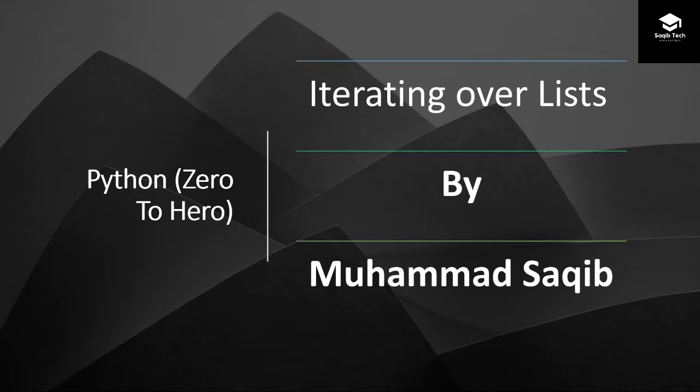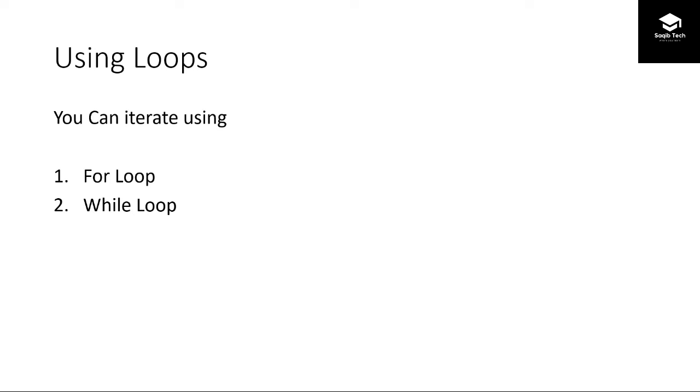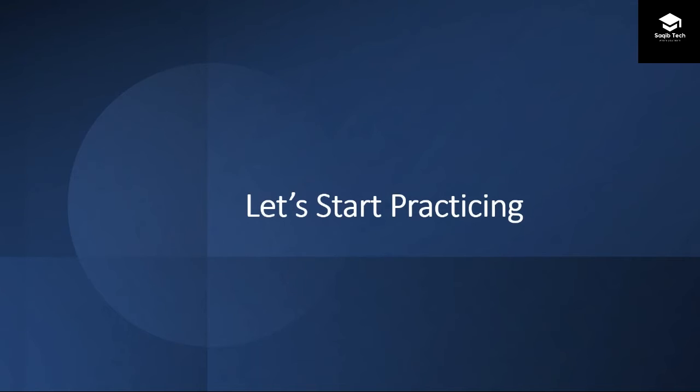Okay, so we learned how to create list, how to access a single element from a list. But what if I want to access all the elements in the list? For that purpose we will be using loops. You can iterate a list using both of the loops, for loop or while loop. Now we will look at both one by one. I would like to start practicing and telling you in real time on our Jupyter notebook.